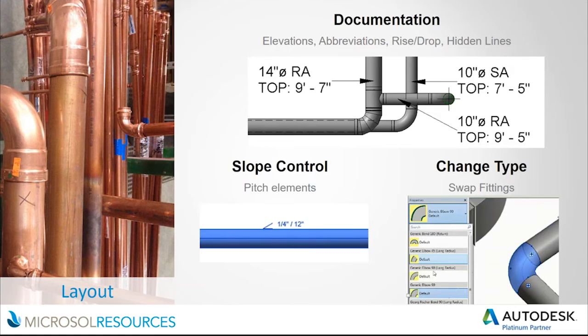From a documentation standpoint, we can now document the elevations, the abbreviations, the rises and drops, and we now have hidden line control in fabrication parts. So you can now see the hidden lines as your pipes and ducts go over top of each other. We can now swap out fittings very easily and pitch the elements as well.